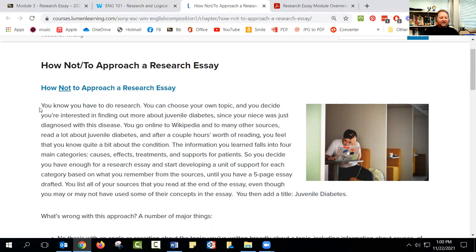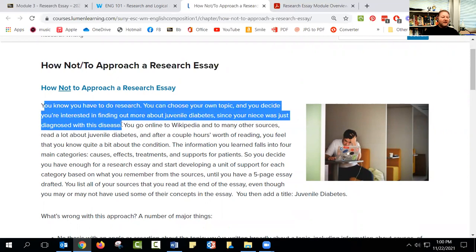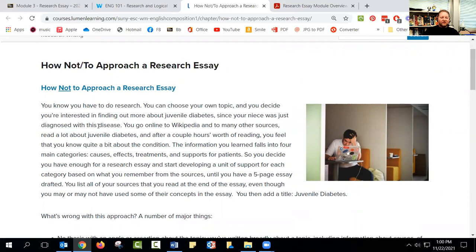You can choose your own topic and you decide you're interested in finding out more about juvenile diabetes, since your niece was just diagnosed with this disease. Off to a good start, right? If you have a loved one that just got diagnosed with this, you might be interested in learning more about it and writing about it, right?